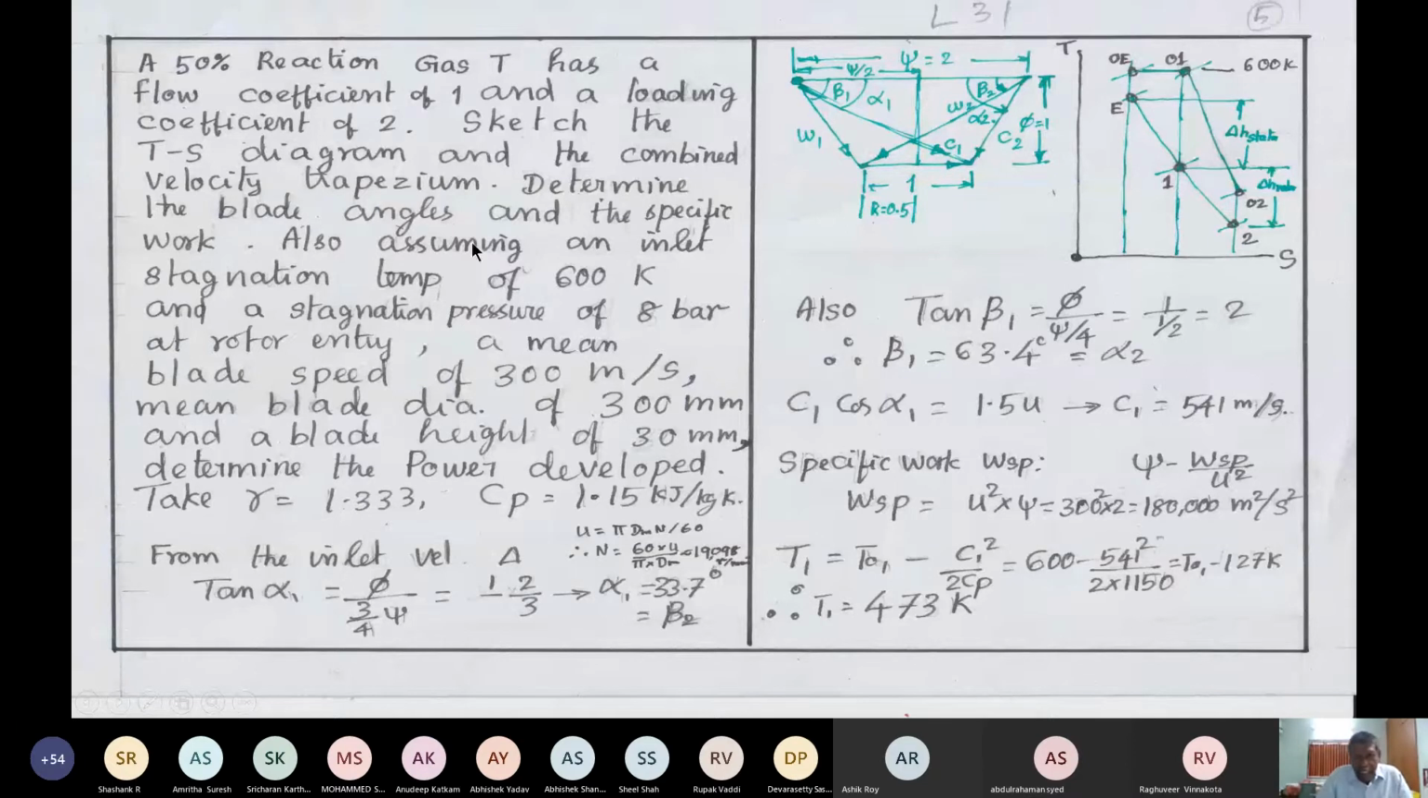Now, please try, at least some of you complete and tell me. I will wait till then. You are given these 3 important parameters. Take a paper, see whether you can complete the combined non-dimensional velocity trapezium. So please do that. At least some of you try and tell me whether you have completed. I will give you 1 minute.